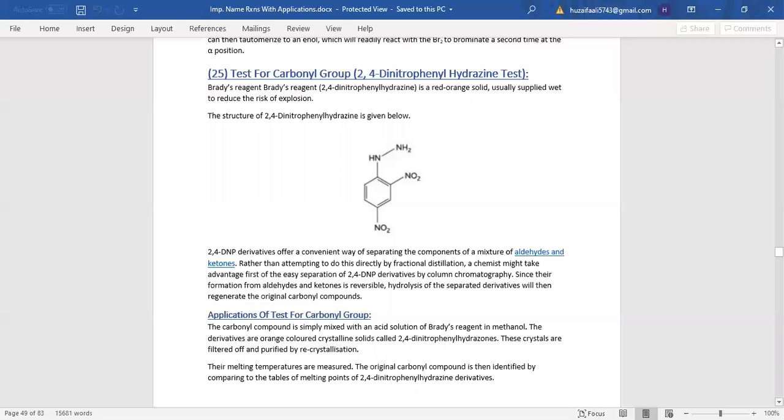2,4-dinitrophenylhydrazine derivatives offer a convenient way of separating the components of a mixture of aldehydes and ketones. Rather than attempting this directly by fractional distillation, a chemist might take advantage first of the easy separation of 2,4-DNP derivatives by column chromatography. Since their formation from aldehydes and ketones is reversible, hydrolysis of the separated derivatives will then regenerate the original carbonyl compounds.